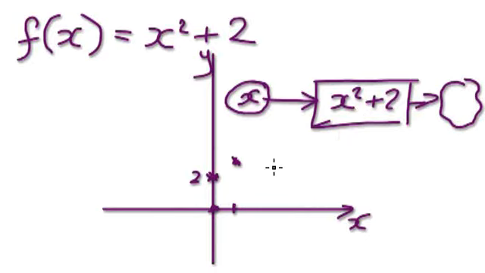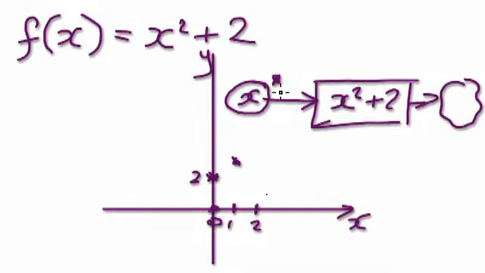So it's going to spit this out. It's going to spit out a 3. If you put, let's say, 2 in here, so x here is 2, then it would be 4 plus 2, which is 6. So it's going to spit out a 6.